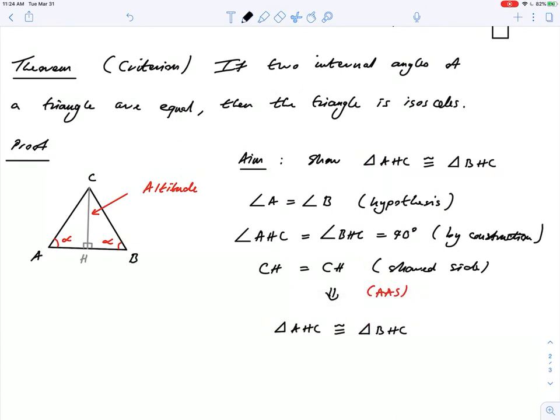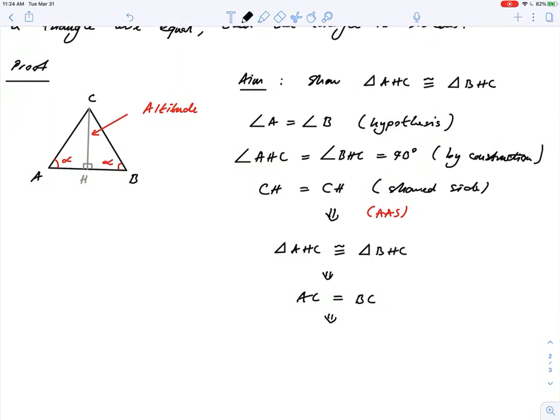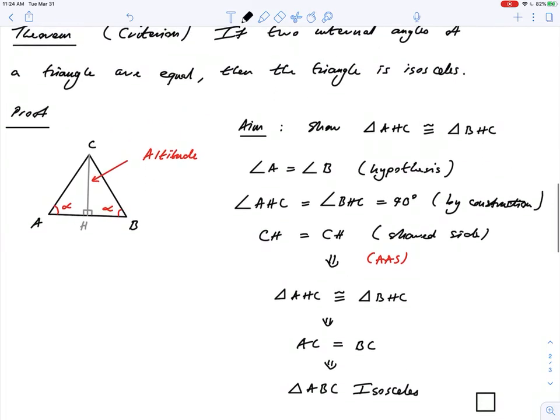Now again, they're mirror images of each other though. So that means, well, they are congruent. That means the corresponding sides match up. So first of all, AC would have to equal BC. They're the corresponding sides. And finally, what does that tell you? Well, that literally is telling you that your triangle ABC is isosceles by definition. Proof. There we go.